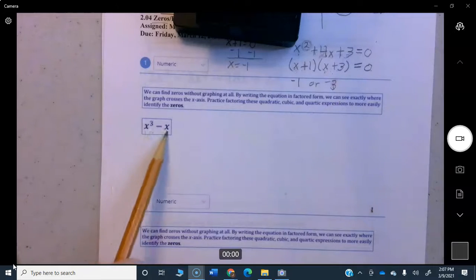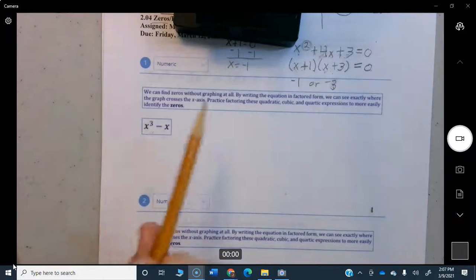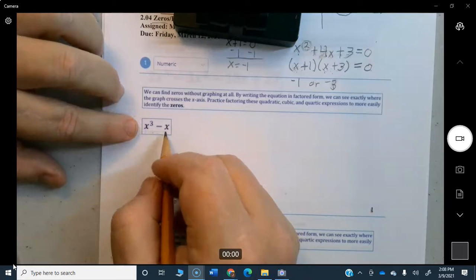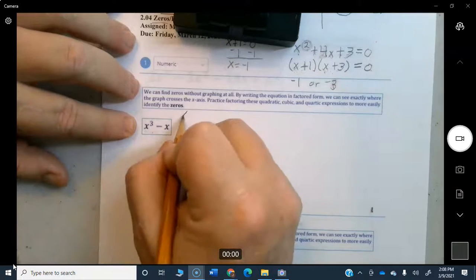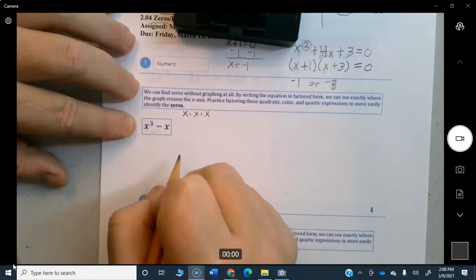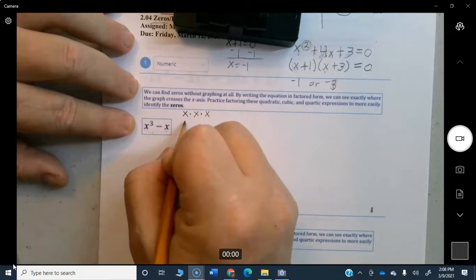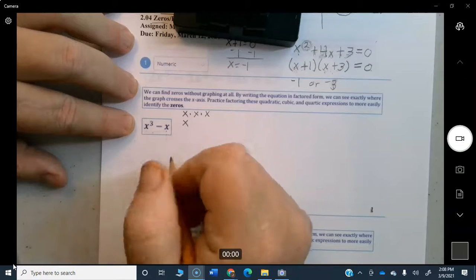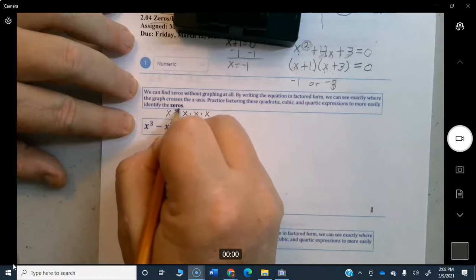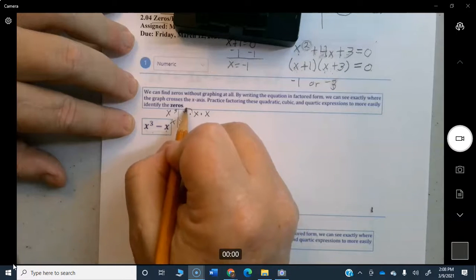So here's one, so we're going to factor this. So how do we factor this? Well, if it's not obvious, if you can do it just off the top of your head, great. If you can't, you take the x to the third, and that's equal to x times x times x. And here is just an x, so I put that here. So this is the x to the third term, and this is the x term right here. So they have an x in common.